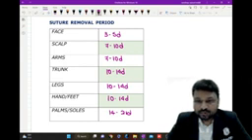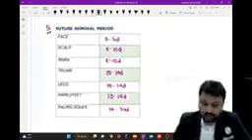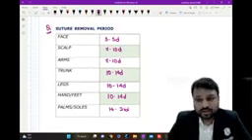Okay. So this is with respect to suture removal periods. Very, very important. Clear, guys?